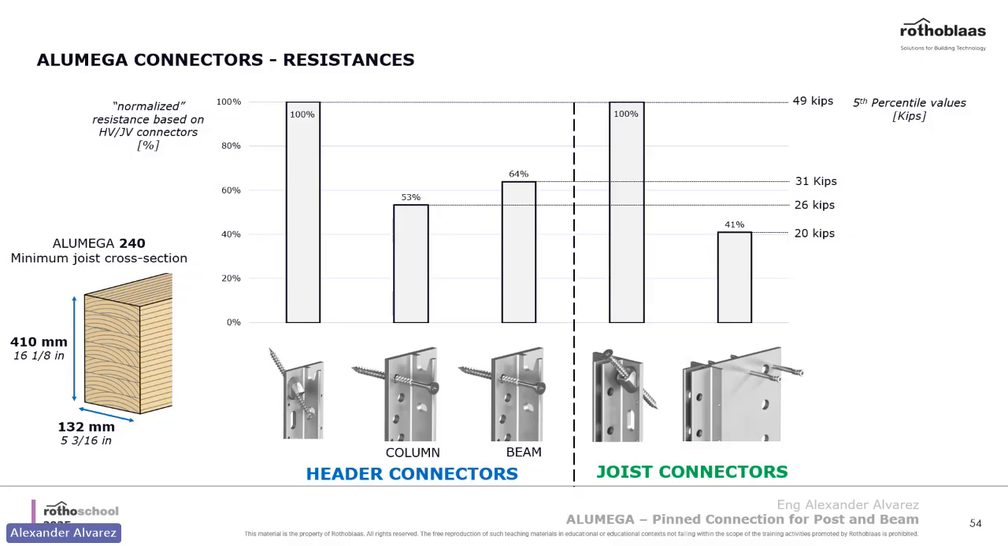And last but not least, I want to give you examples of some of the values of the Alumegas. Right now, we're getting the ICC approval so that it can be used for certification. These values are based on the fifth percentile. It's not like ASD, where we use the mean average and then add a safety factor. This is more towards the LRFD values, but just a bit higher.